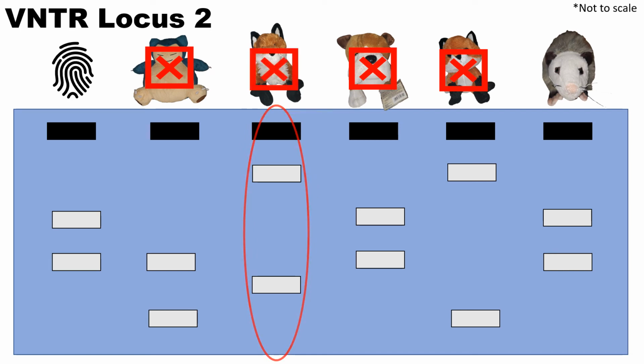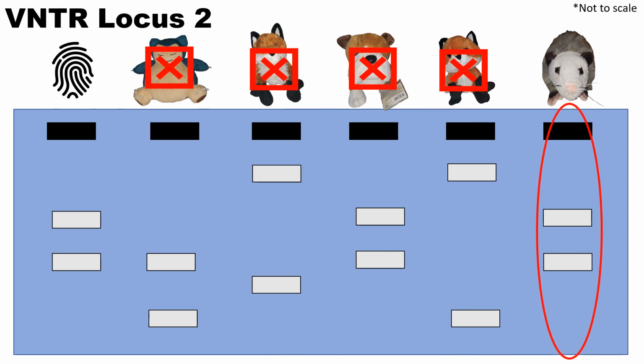Finally, let's look at Suspect 4. As you can see, the alleles match perfectly, thus indicating that Suspect 4 could be guilty. However, you would need more loci than just 2 to truly indicate that this party is guilty.